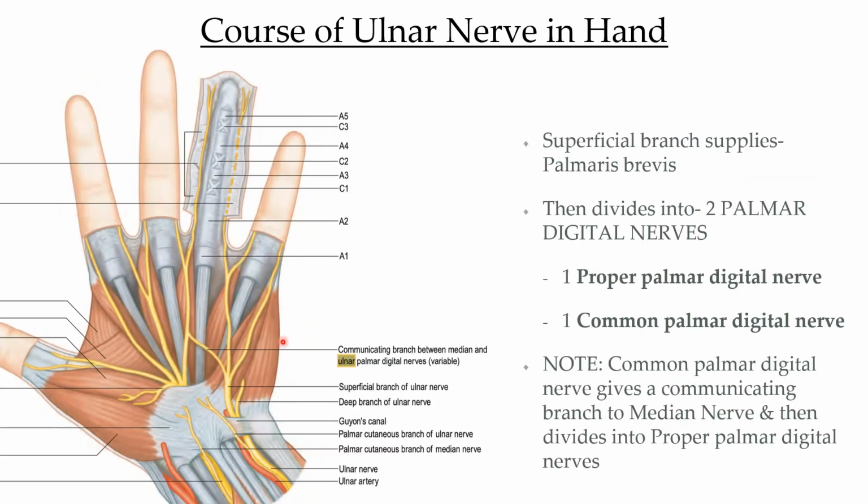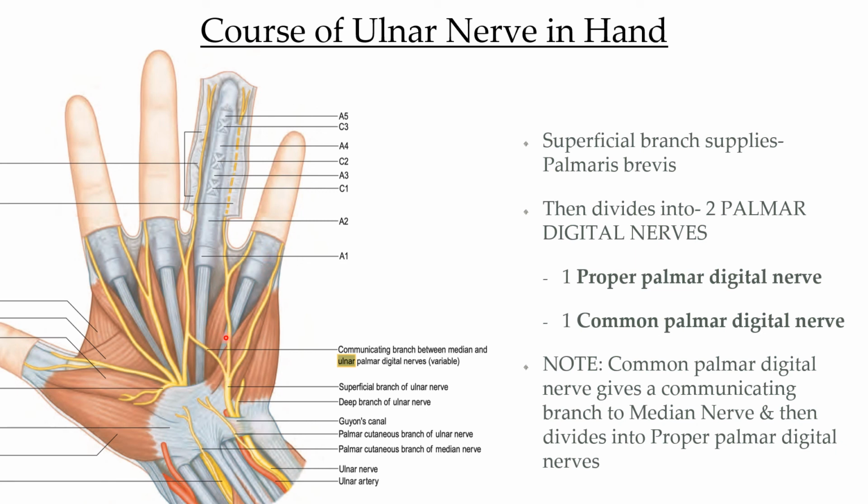The superficial branch of the ulnar nerve, after crossing Guyon's canal, gives a motor branch to the palmaris brevis muscle, after which it divides into its two terminal branches, called palmar digital nerves. This is the medial one and this is the lateral one. The medial one is called the proper palmar digital nerve, which runs distally and provides cutaneous nerve supply to the medial half of the fifth digit.